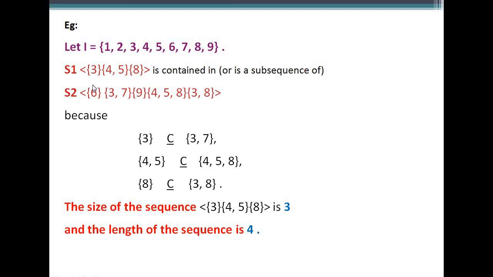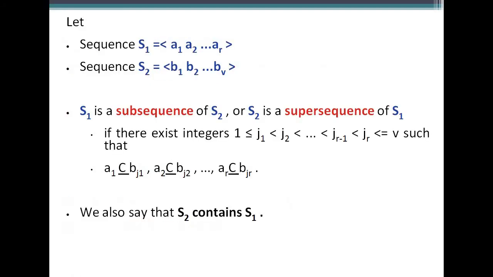So they should be subsets and in increasing order. 4, 5 should not appear at this location. After 3 is considered a subset of 3, 7, 4, 5 should be a subset of some other element in this direction. So that's how we explain subsequence and supersequence.